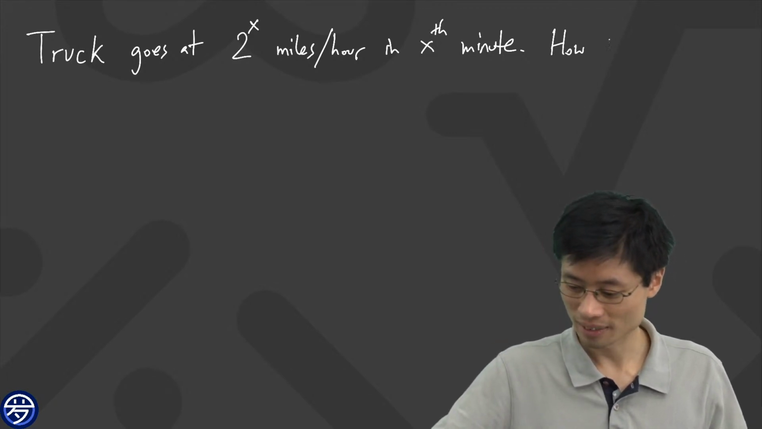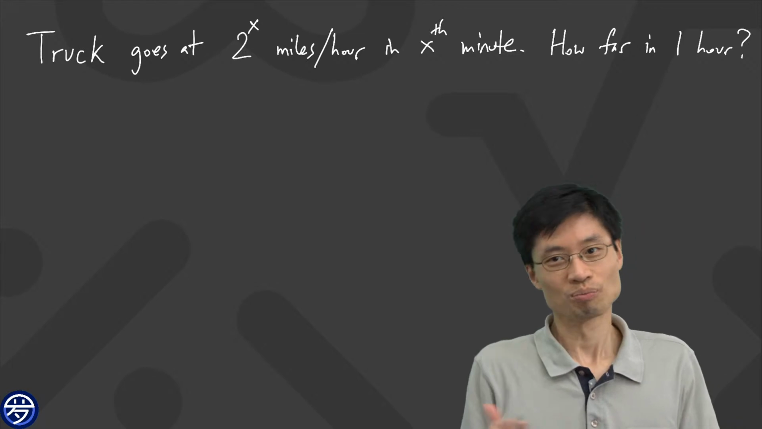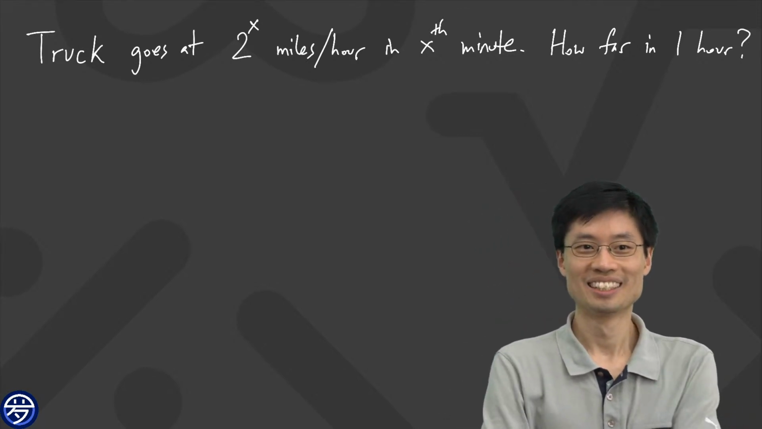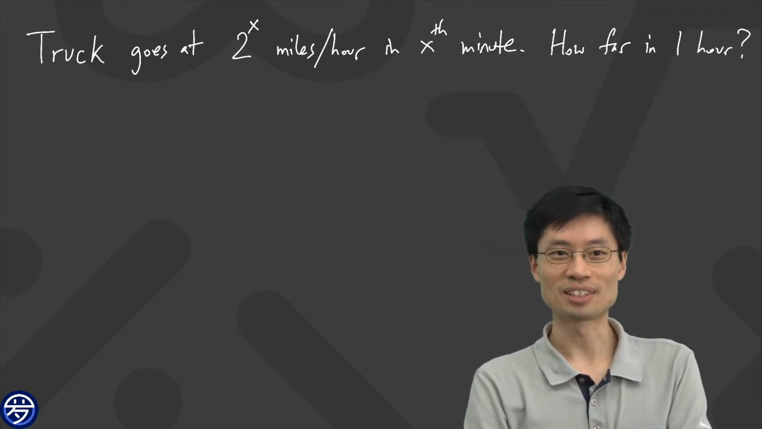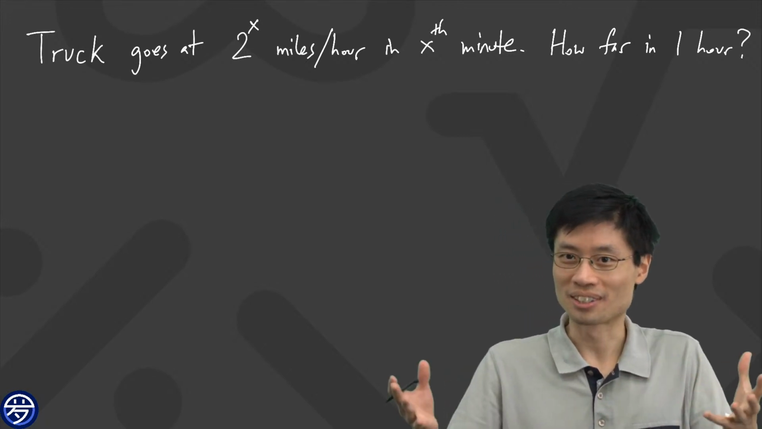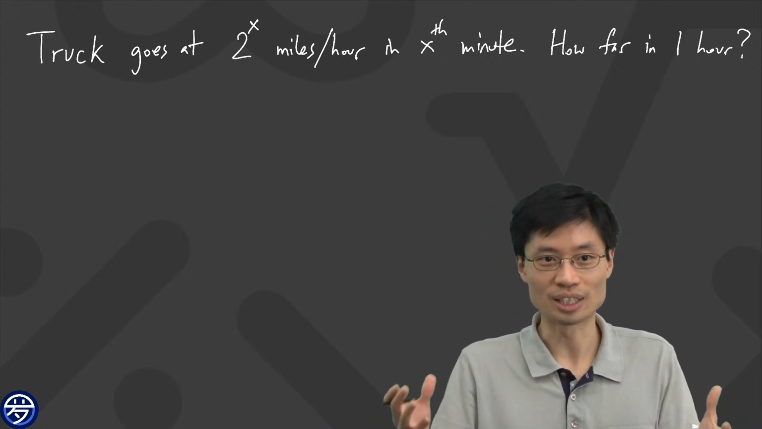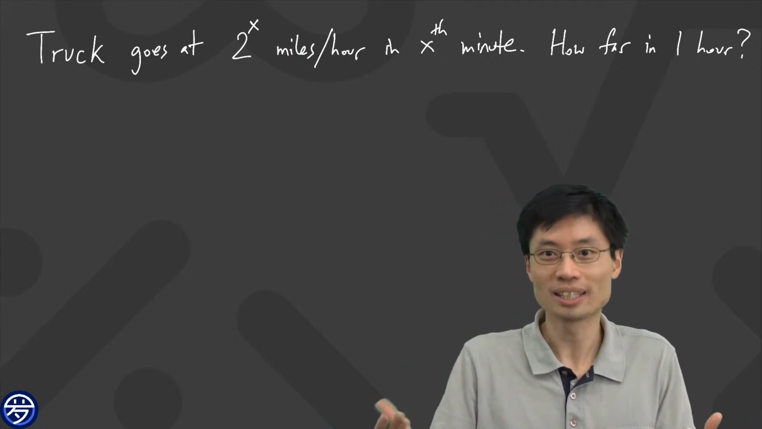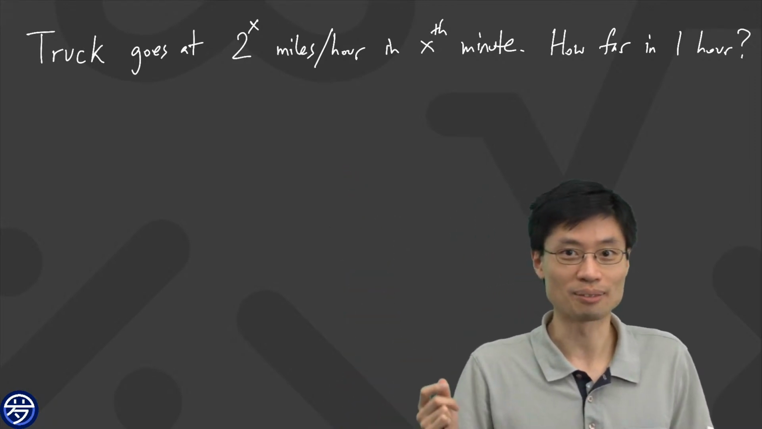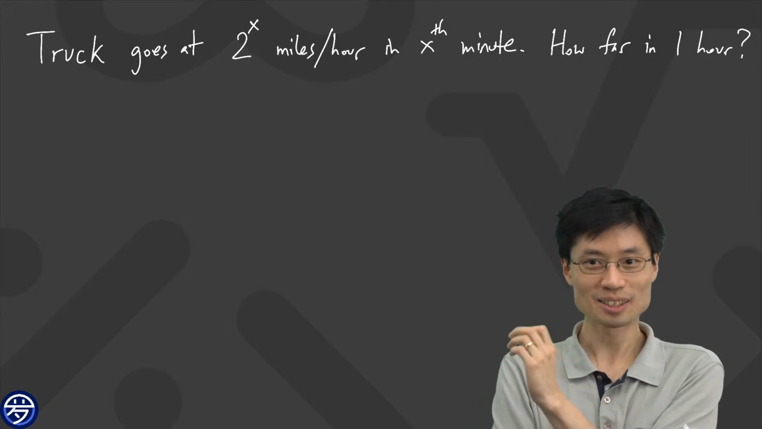How far in 1 hour? Oh, how bad could this be? Oh, Temp ID says the driver is drunk. Implicit says truck go brrr. In fact, as people know, outside my office, there are a lot of people who like to drive really, really fast. So it could be that one of these people is driving this truck, which goes at 2 to the x miles per hour in the xth minute.